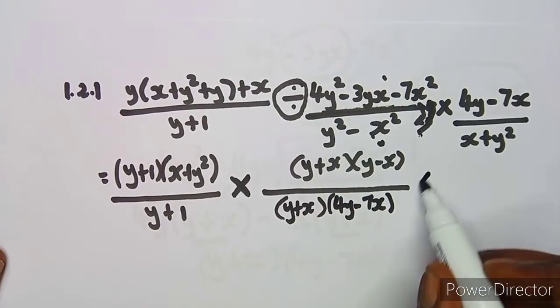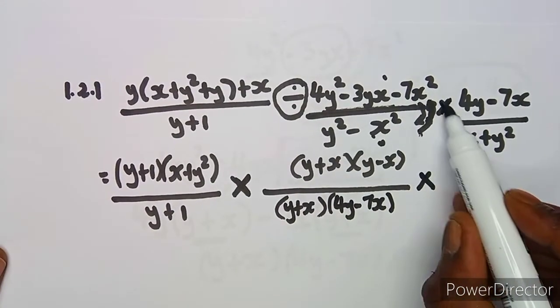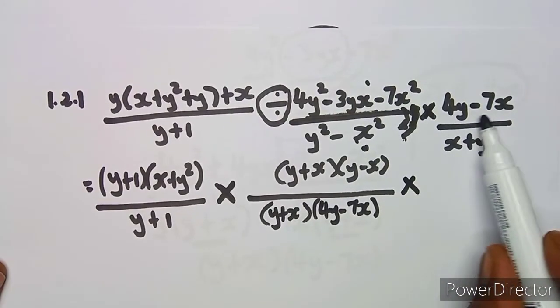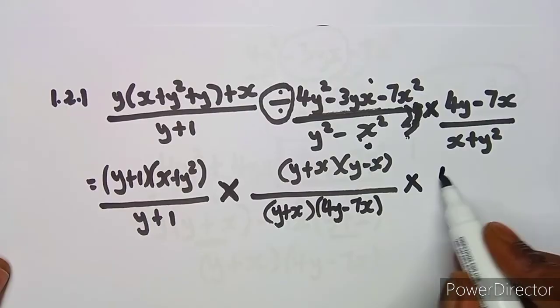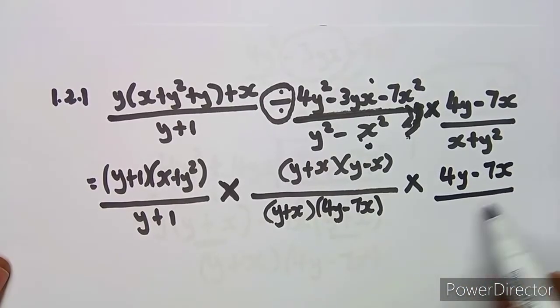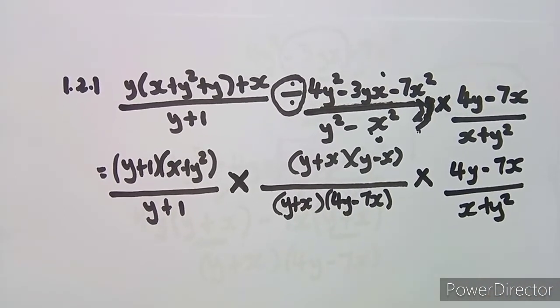All right, times this is already under multiplication, so there's nothing that you're going to do. We just check, do we have anything common here? We do not have, so we're just going to rewrite as it is 4y minus 7x over x plus y squared. There's nothing common again there. So that's what we have, guys. So what are we going to do?